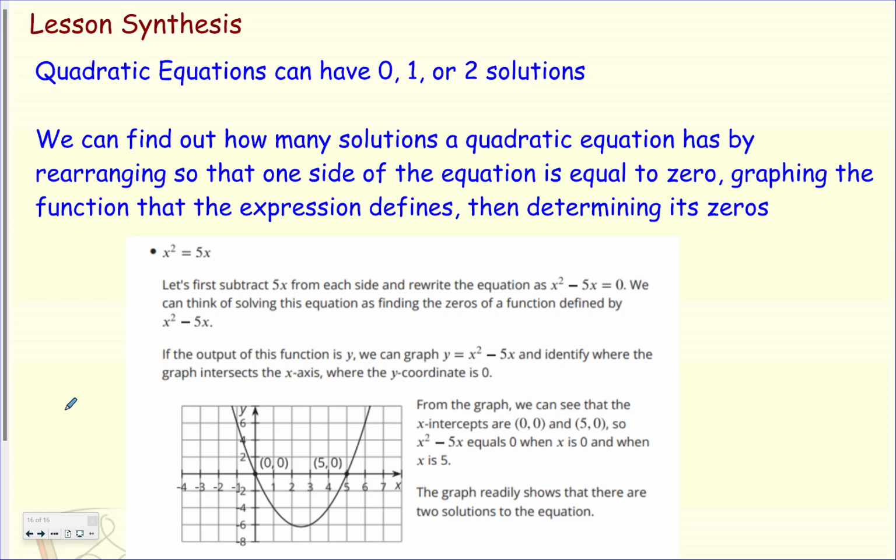So real quick before we go here, quadratic equations can only have 0, 1, or 2 solutions, and that depends on where the graph is on the axis, so where it crosses the x-axis. So we can find out how many solutions a quadratic equation has by rearranging it so one side's equal to 0, and then graphing the function. And that's what we did in this unit.